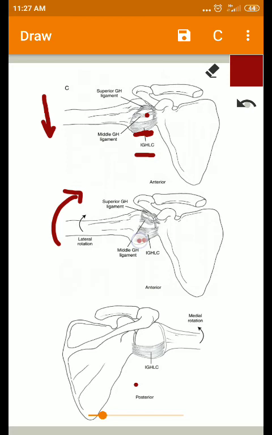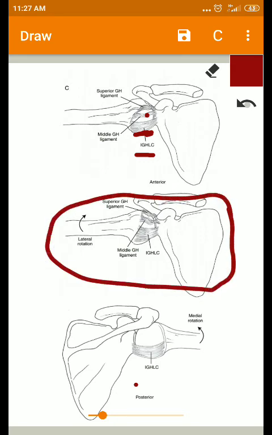So during abduction, when the humerus is rotated laterally, there is some movement of the head on the anterior side, and that is resisted by the anterior band of the inferior glenohumeral ligament complex. We are seeing this in the anterior aspect, so this is the scapula, anterior aspect.